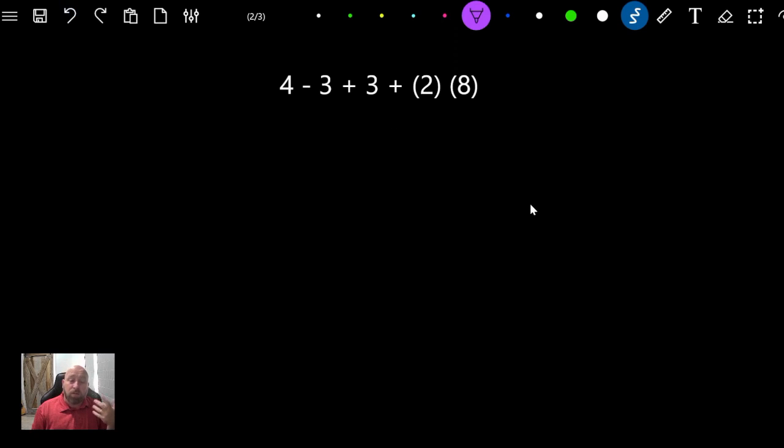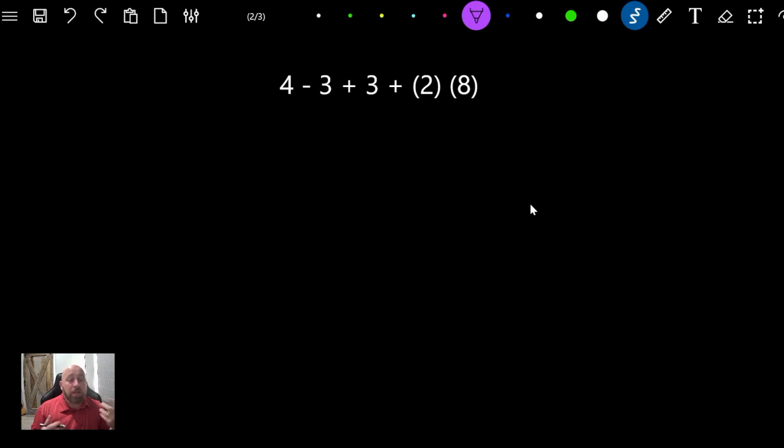First step was to do the groupings, to do inside the groupings, inside the parentheses, brackets. Well, as you can see here, we do have parentheses, but there's nothing inside of the parentheses to solve. It's already solved. We have a 2 and an 8. So we don't need to do anything in that step, so we would go to step number 2.